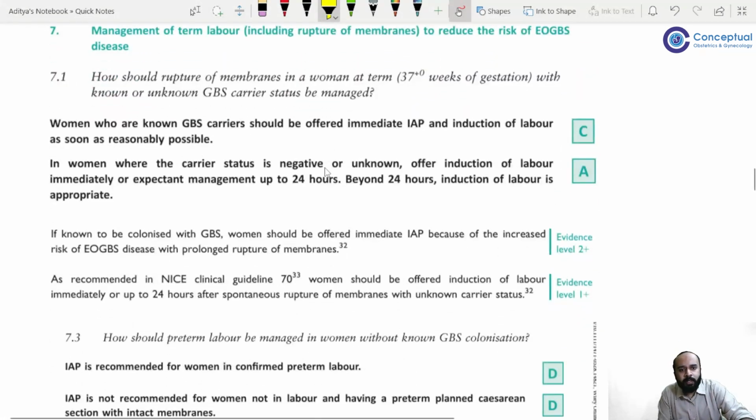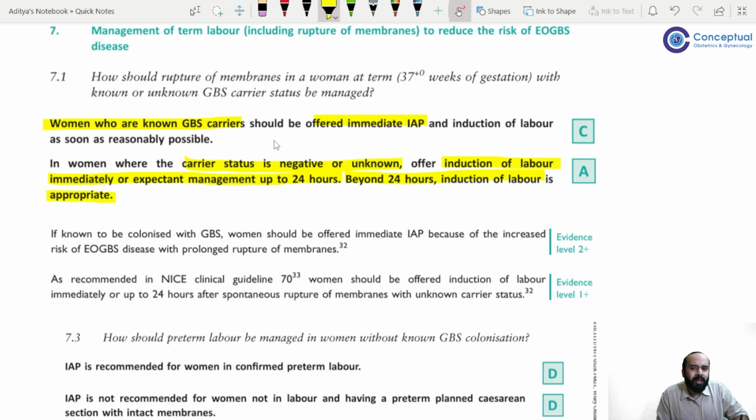How do I manage women and how do I reduce the risk of babies getting GBS? Should rupture of membranes in a female at term, so basically PROM, where she has already turned 37 weeks and has leaking per vaginum, be given antibiotics? The answer is that women who are known GBS carriers should be offered IAP. Whereas if the female's status is not known, then you can wait up to 24 hours. Induction of labor can be immediate or it can be waited up to 24 hours, and after 24 hours, induction of labor is appropriate.